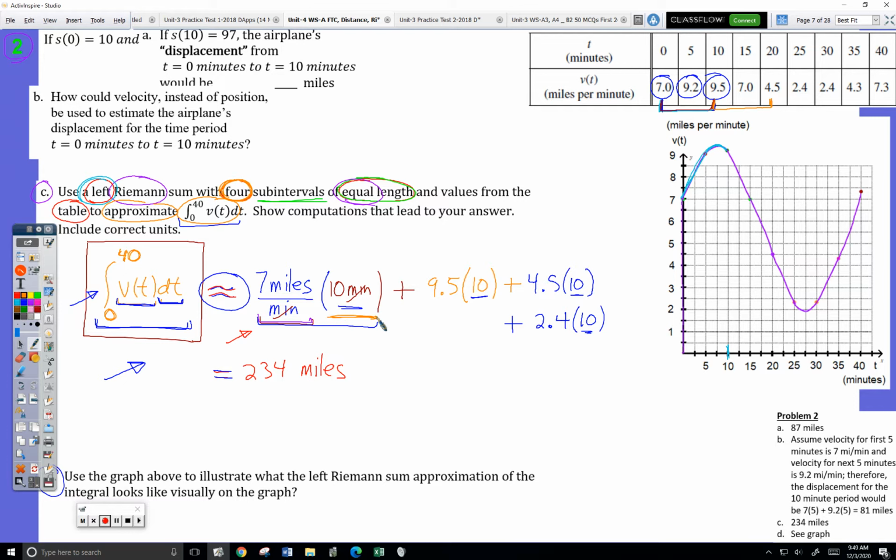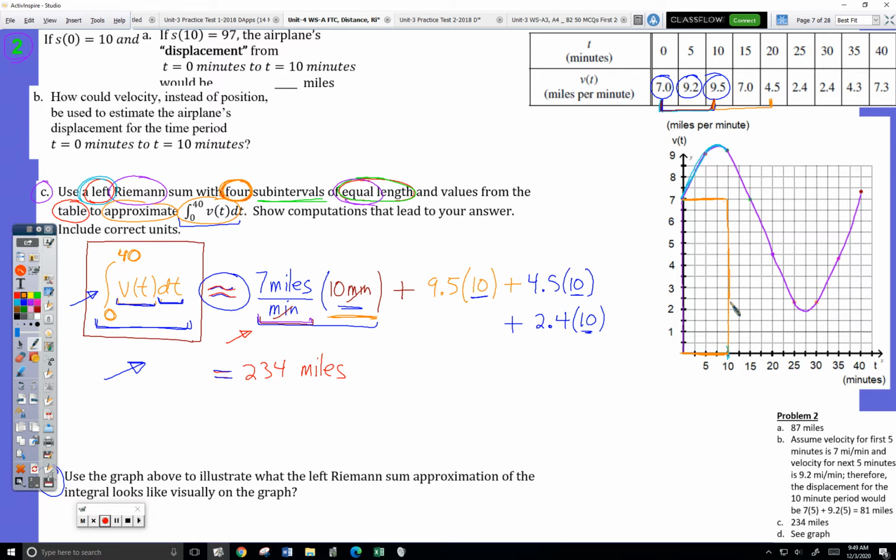10 minutes on the graph is the length of the orange line. 1 or 2, show me. 10 minutes on the graph is the length of that orange line. So as we integrate, we are multiplying the purple line by the orange line, and we're finding this area right here. Questions?